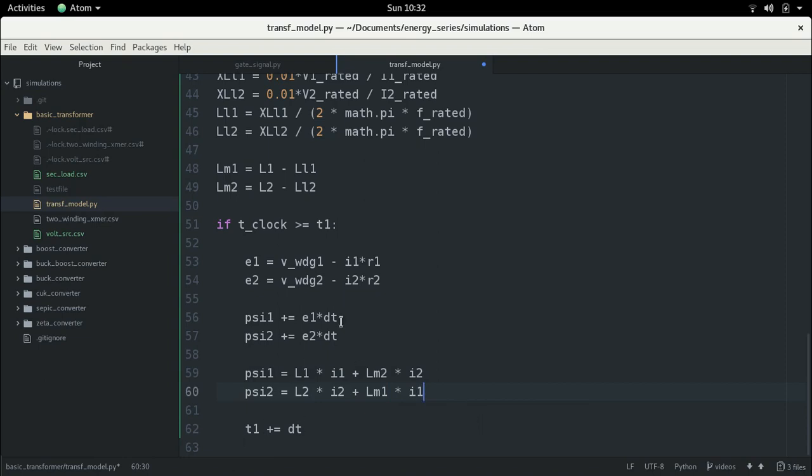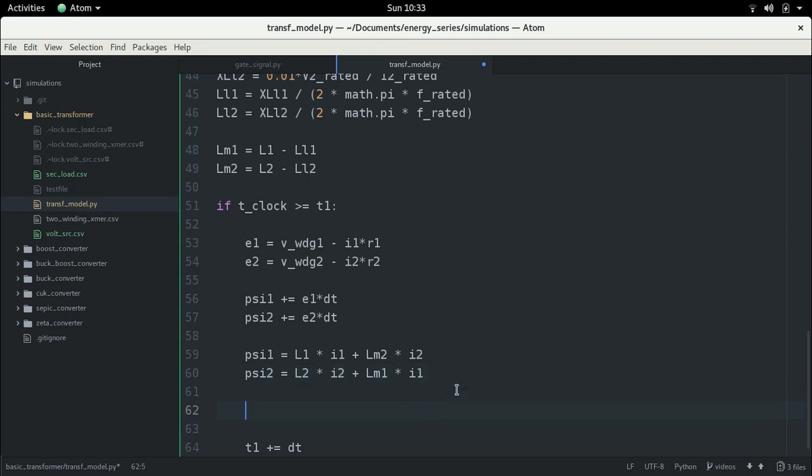Now, what are we actually doing here? We have calculated Psi1 and Psi2. These are the flux linkages. We know these. We have to now calculate I1 and I2. So this is basically a simultaneous equation, right? Now, how do we solve a simultaneous equation? It's pretty simple. We have to isolate it. Now, there are two ways.